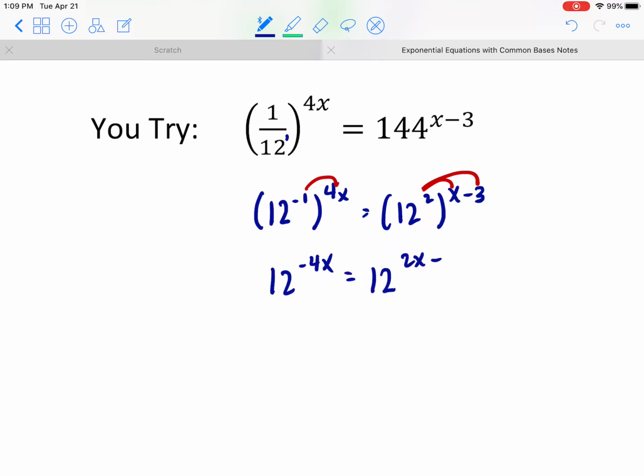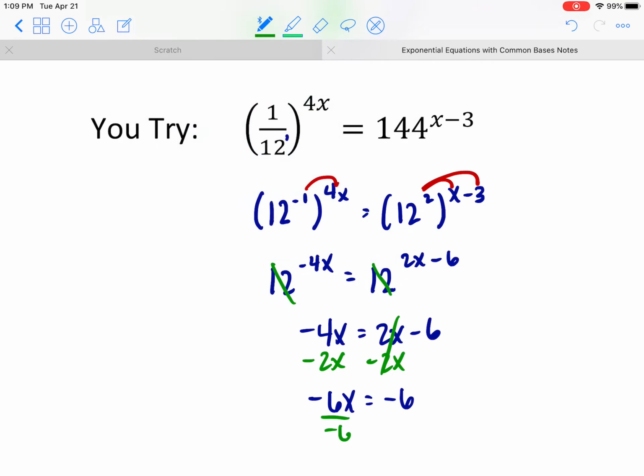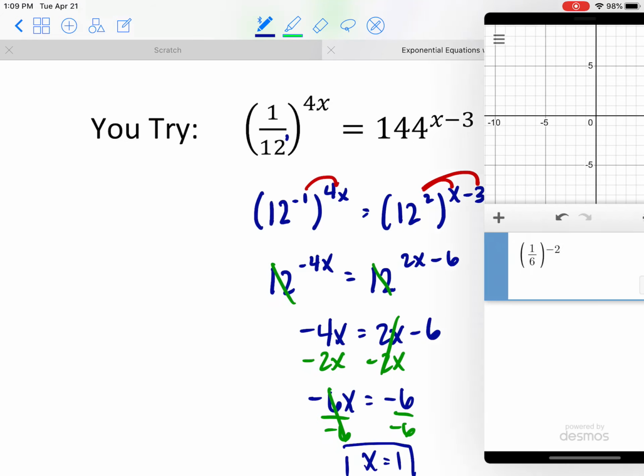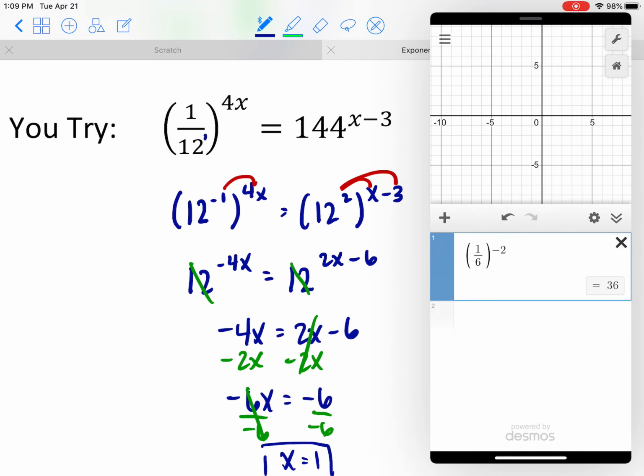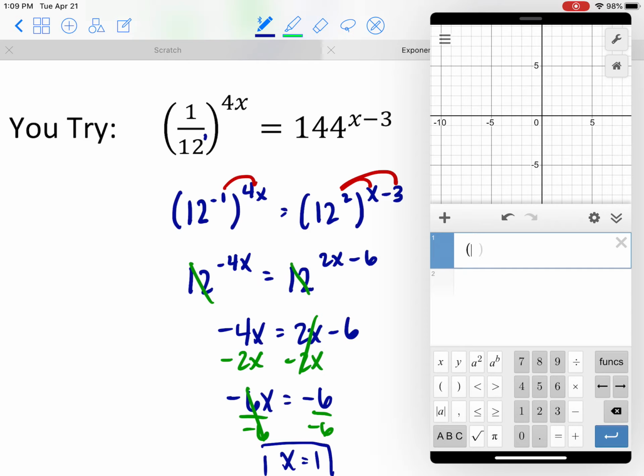So that's a negative 4x here, and then 2x minus 6 over here. So we have 12 to the negative 4x equal to 12 to the 2x minus 6. Now our common bases can cancel, leaving us negative 4x equal to 2x minus 6. Let's get the x's together. If I subtract the 2x over, I'm left with negative 6x equal to negative 6. And now I can divide both sides by negative 6. And that tells me that x has to equal a positive 1.